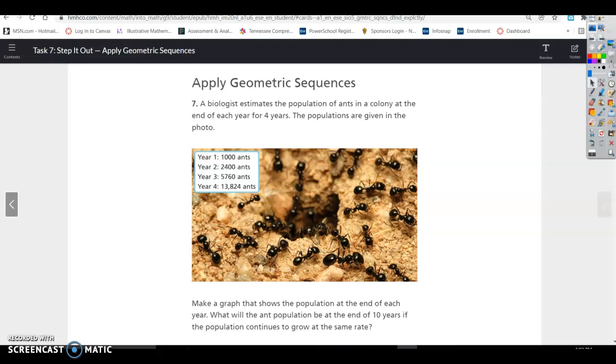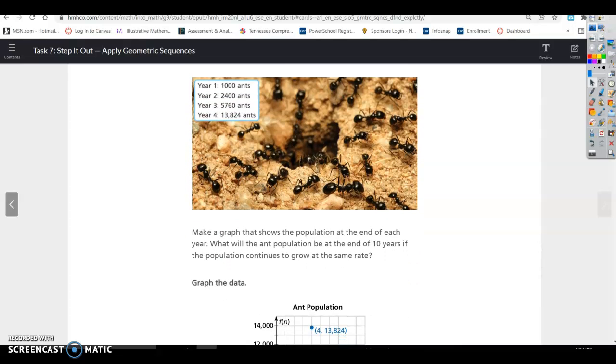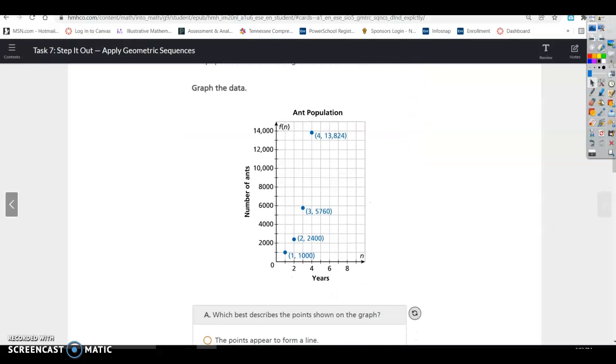Lesson 14.2, task 7. Apply geometric sequences. A biologist estimates the population of ants in a colony at the end of each year for 4 years. The populations are given in the photo. Year 1 is 1,000 ants. Year 2, 2,400 ants. Year 3, 5,760. And year 4, 13,824 ants. All right, so it says make a graph that shows the population at the end of each year. What will the ant population be at the end of 10 years if the population continues to grow at the same rate?